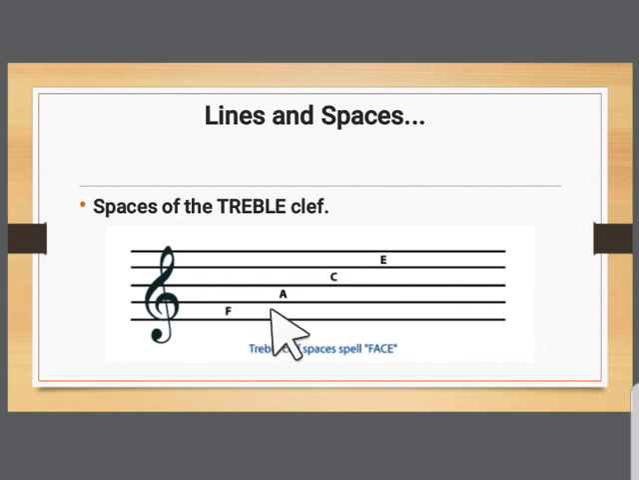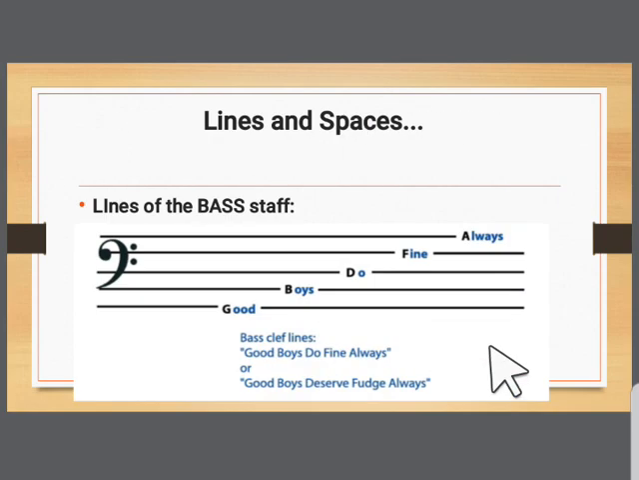The first space is F, the second is A, the third space is C, and the fourth space is E. Simply, it spells FACE. So when you remember FACE, you know it is for the spaces of the treble clef. F-A-C-E, face. Let's move to the bass staff.